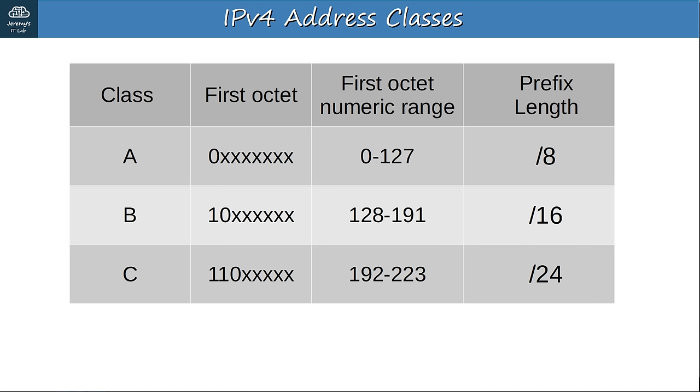So, here's the chart again with just classes A, B, and C. I've also added one more column, the prefix length, which is the /8, /16, and /24, which is used to identify the length of the network portion of the address. Class A addresses use a /8 prefix, class B addresses use a /16 prefix, and class C addresses use a /24 prefix.